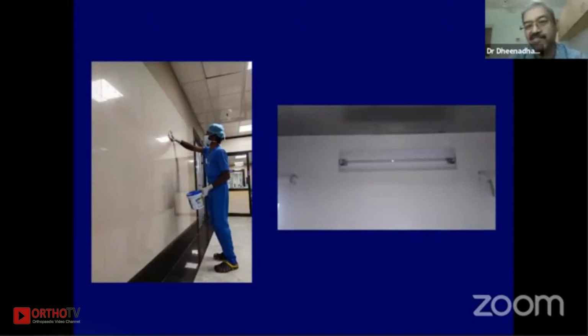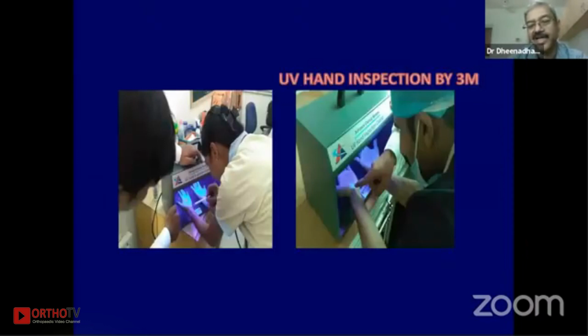They will never consider it a major hurdle, and they will never think it is an extra job for them. And also like UV light, if they have to switch it on, they will definitely switch it on. Every day it is also monitored whether they are switching it on or not, and it is switched off 1 hour prior to surgery. All these are important. When they are doing the hand wash or hand rub, they are taught where exactly the problems are and how exactly they have to scrub. And this is a UV hand inspection by the 3M company. It lets you know where dirt is collecting, so it gives them the idea of how exactly they have to clean it.